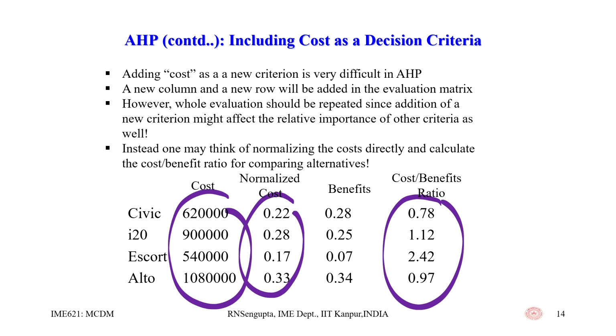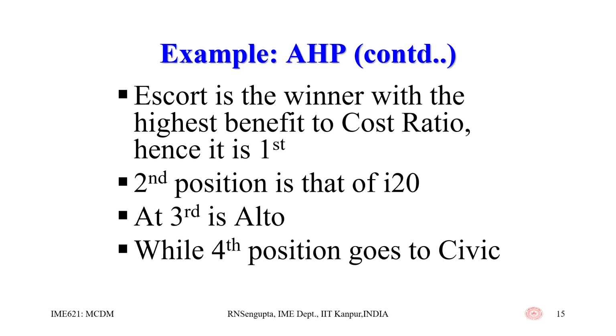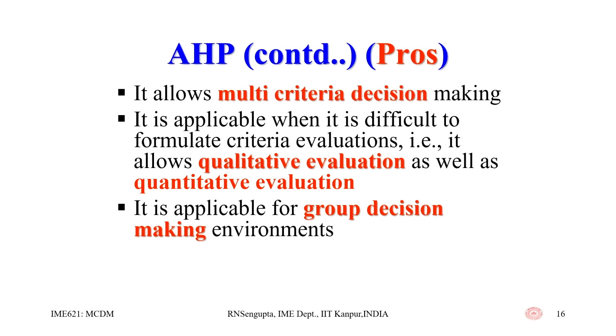So, these are values which are taken from the data and they have been normalized accordingly. In the overall scheme, the Escort would be the winner with the highest benefit to cost ratio. So, that means in the reverse order, second being that of the i20, third being Alto, while the fourth position will go to Civic.